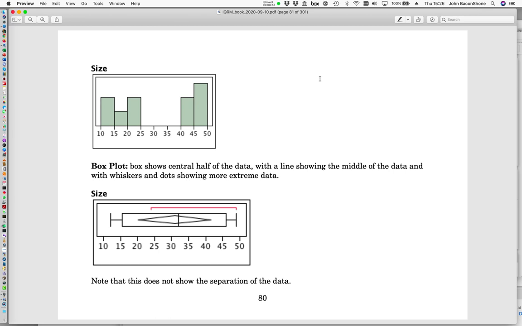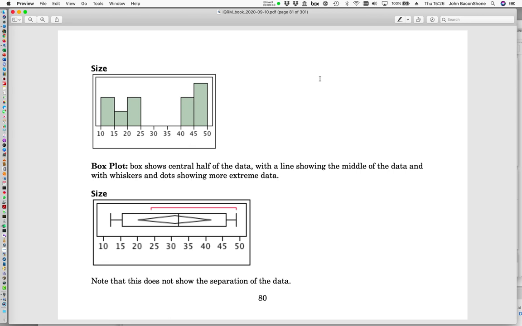The next option we're going to introduce is what's called a box plot. In a box plot, we have a box that shows the central half of the data with a line showing the middle, and the whiskers, which are the lines coming out the edge, and the dots are showing more extreme data. So it's perhaps not obvious what this all means. The line in the middle of the box tells us that half of the data is less than that value and half the data is more than that value. And then the two vertical lines at the end are the minimum and the maximum.